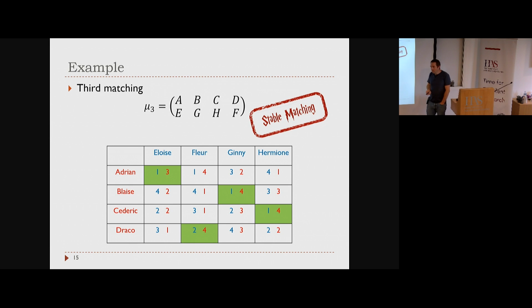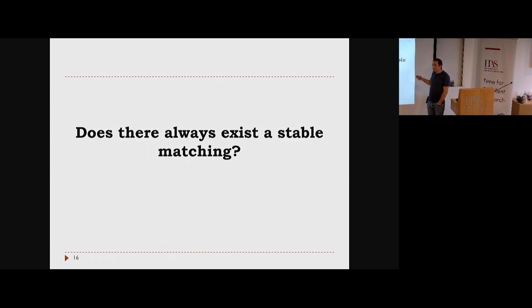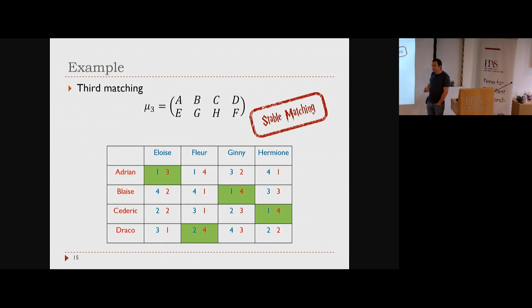Okay? And now, why is it a proof? You say this is a stable matching because women have their first choices. Right, so Eloise, Ginny, and Hermione are definitely not part of a blocking pair, right? In order to be part of a blocking pair, they need to be able to deviate with someone that they like more than what they currently get under that matching.